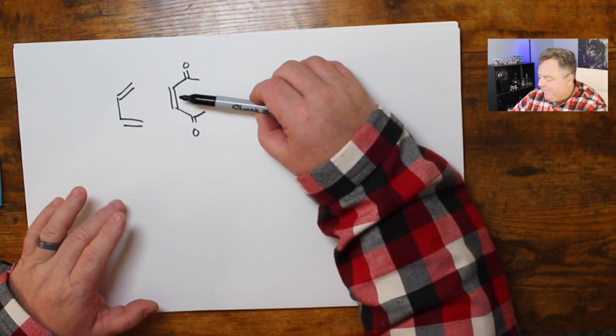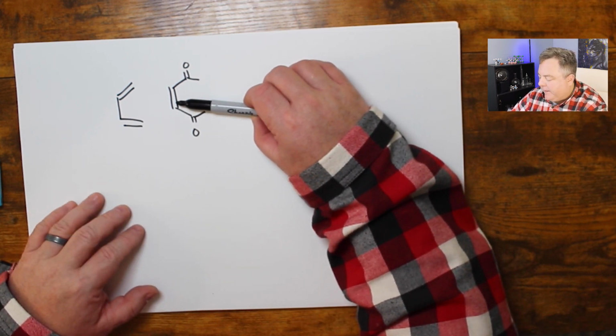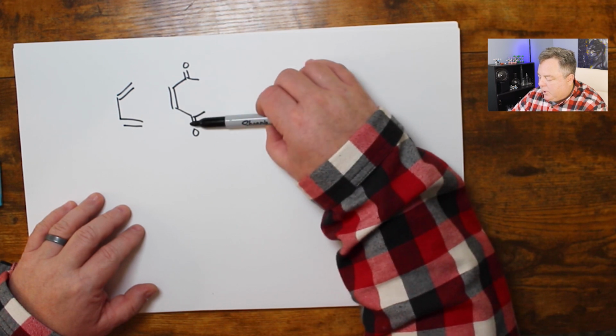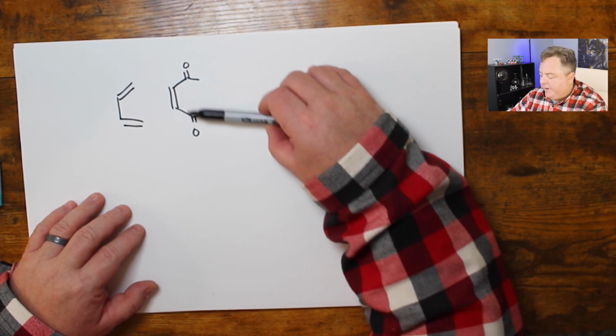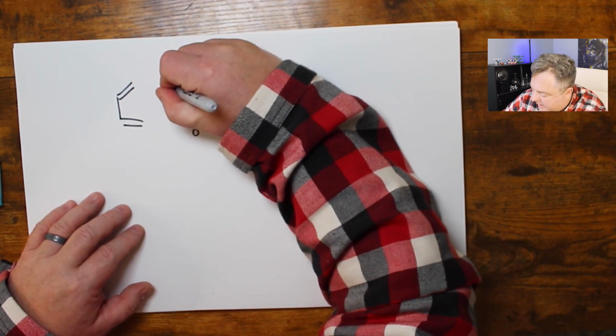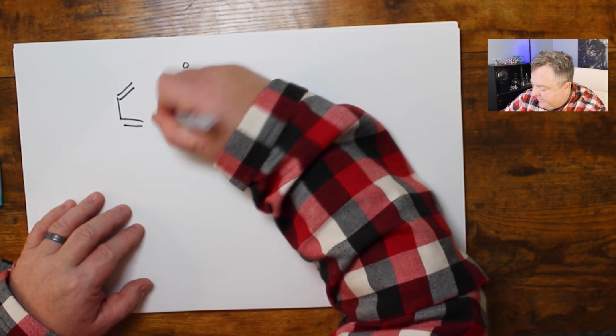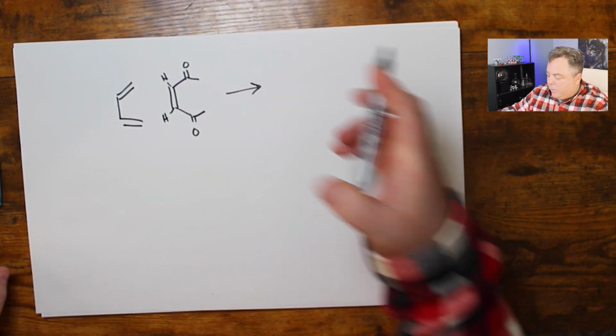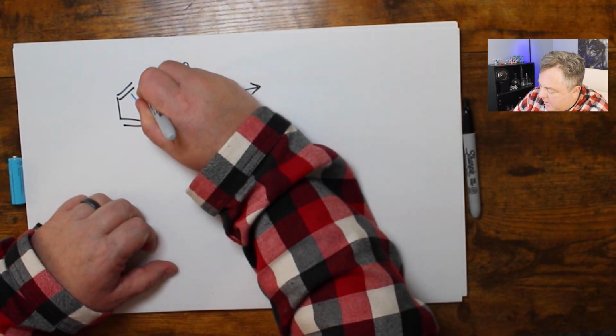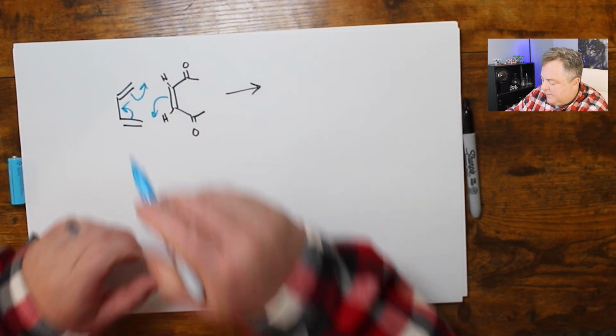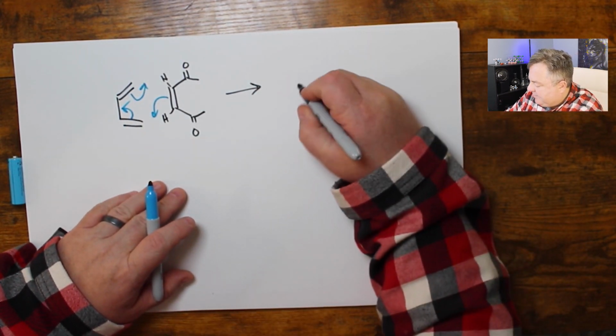Let's look at this example. My dienophile, this alkene, has two carbonyl groups that are cis to each other. They're on the same side of the double bond. So if I draw in the hydrogens, they're like this. When this zips up, all of these bonds are formed at the exact same time.